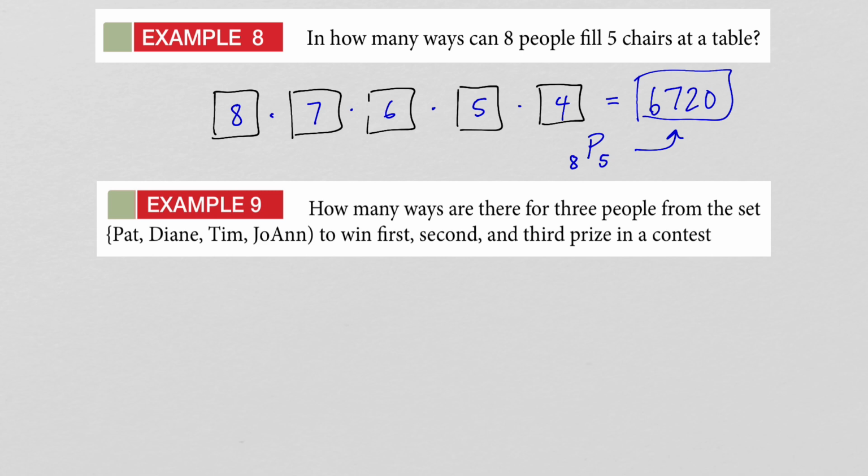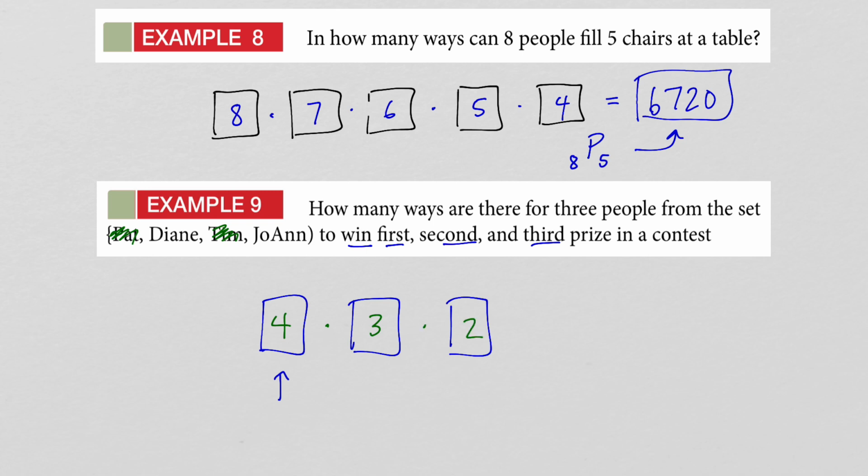Okay, same thing. And for our final example for permutations, how many ways are there for 3 people from the set of Pat, Diane, Tim, and Joanne to win first, second, and third in a contest? So again, we have first place, we have second place, we have third place. So for first place, it could be any one of the 4 people. Let's say it's Pat, for example. Okay, but we had 4 choices for first place, right? Now for second place, there's only 3 people remaining, so we have 3 choices for second place. Let's say it's Tim. And then for third place, we have 2 choices, right?